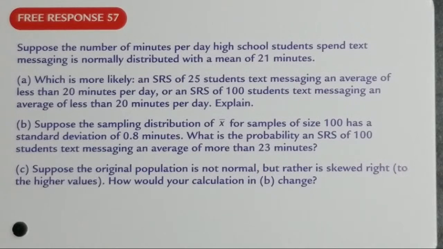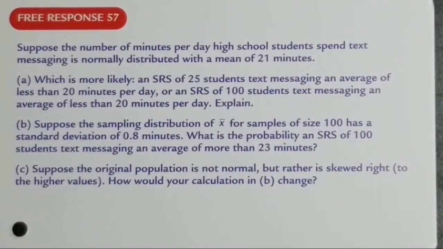They're saying that the mean is actually 21. Assume that that's true. They say suppose that that's true. The mean is 21. You have a sample size of 25. Maybe they get an average less than 20 minutes. I don't know. But it is more likely that you would get an average less than 20 minutes per day with a smaller sample size.